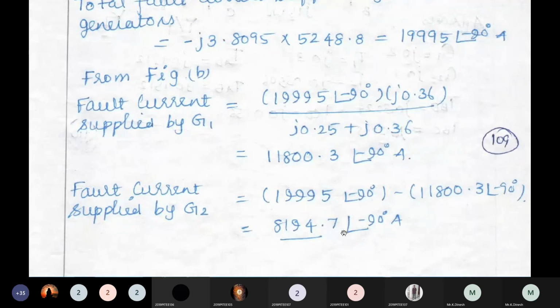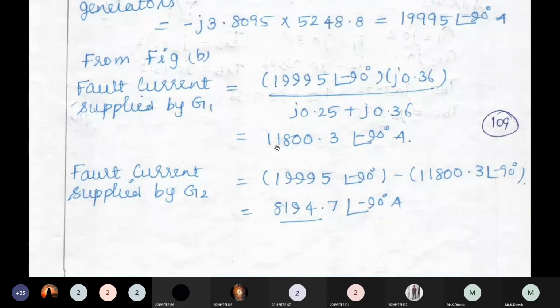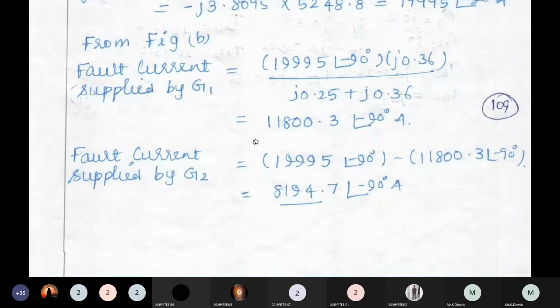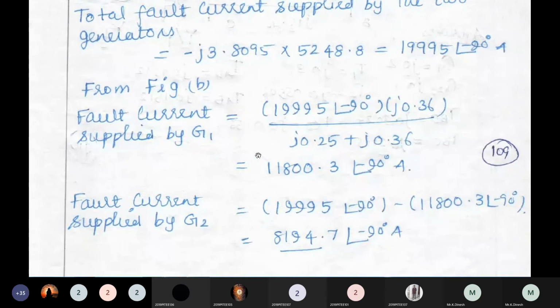If I add them, I get the total fault current. The current contribution from generator 1 is 11.8 kiloamps. The current contribution from generator 2 is 8.194 kiloamps. So this is also one of the important questions in unit number 3. I think this question has been repeated 4 to 5 times in my memory over the past 5 years.